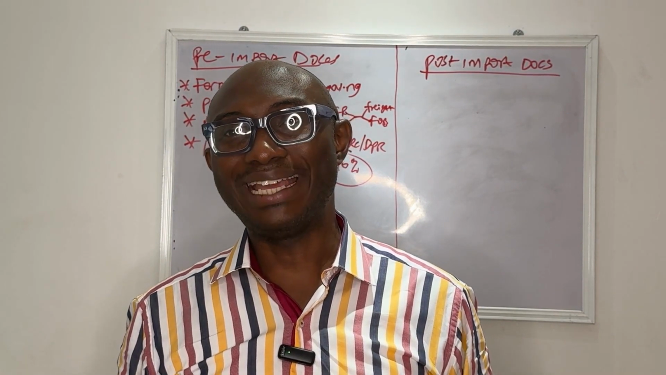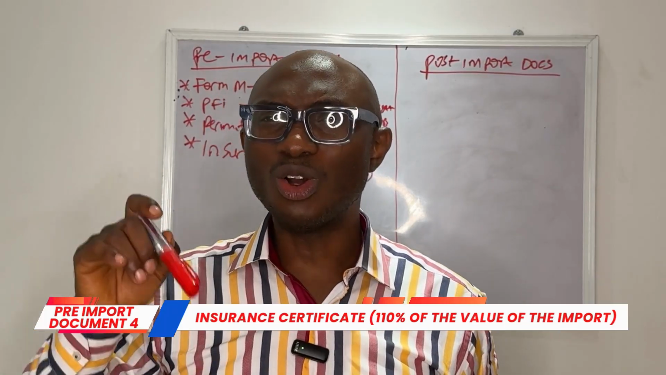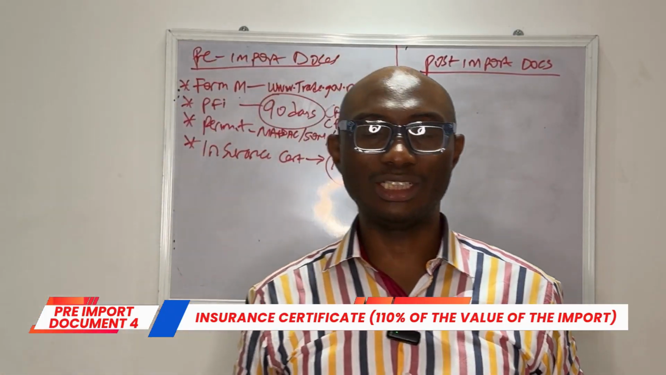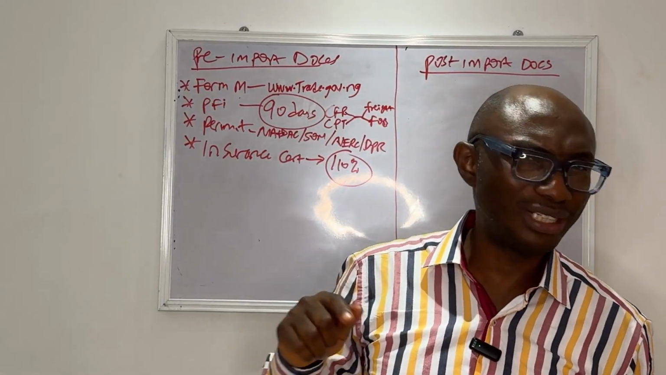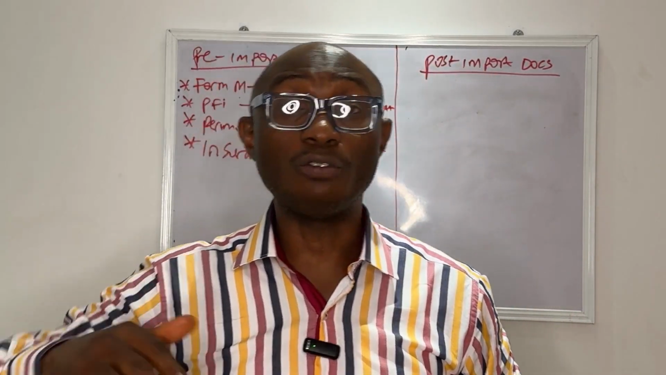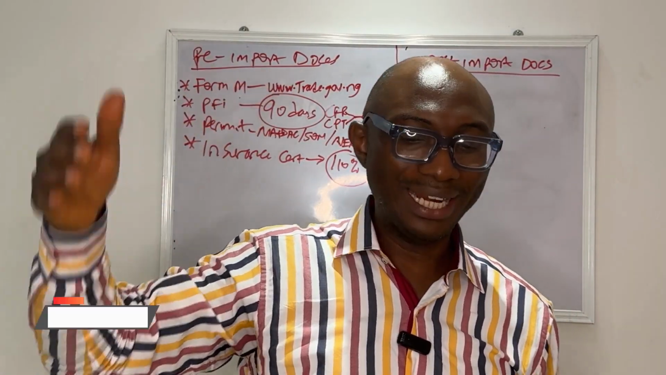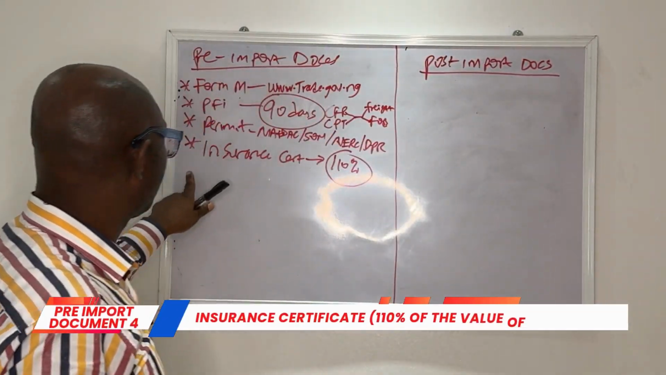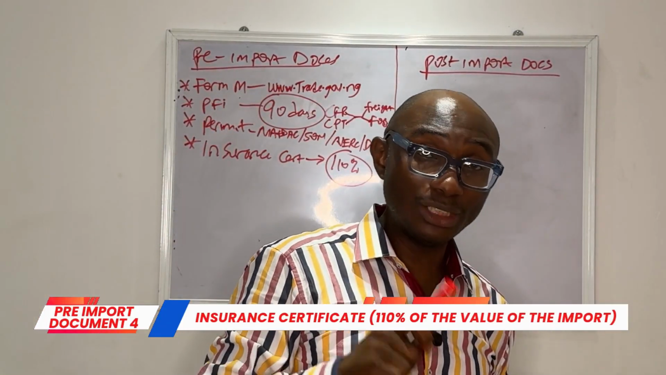That means if my import value, pro forma invoice shows $100,000 CFR, my insurance will be $110,000. So if my insurance rate is 0.5%, I will not be doing 0.5% of 100,000. I'll be doing 0.5% of $110,000. Insurance certificate, 110%.